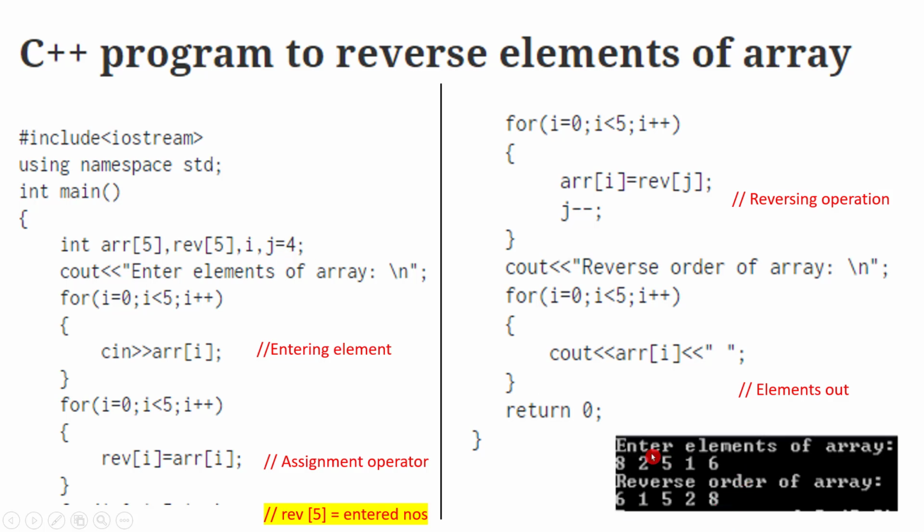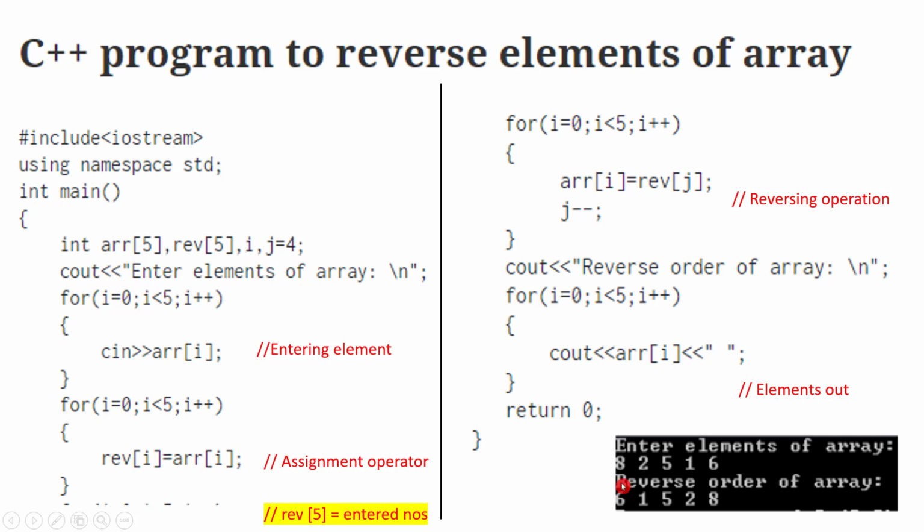So he is going to print enter elements of array 8, 2, 5, 1, 6, and he wants to get it 6, 1, 5, 2, 8. This is his idea. So let's see how the user has done that. He defined an integer I, J is equal to 4. This is for a reverse operation basically, because you start from 0, 1, 2, 3 incrementing. So 4 is to reverse the values. We'll see that one. Okay, so the for loop is here for entering the elements.